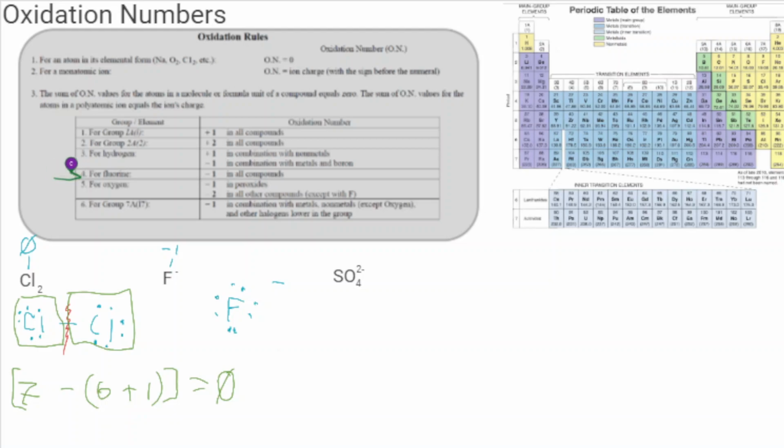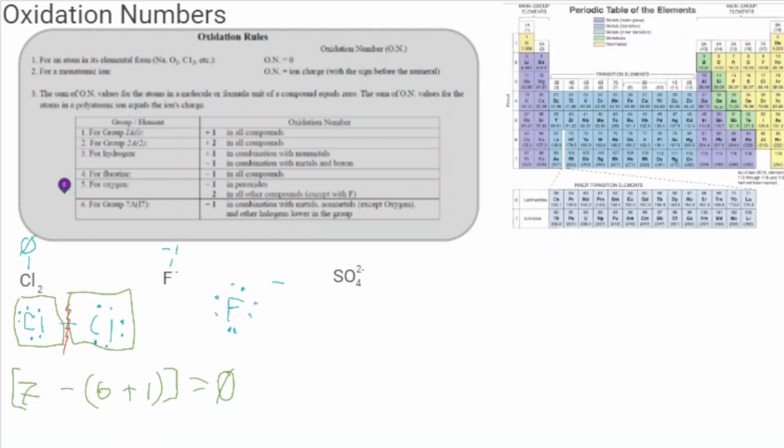Alright, for fluorines, fluorine is going to always be -1, with the exception of it being F2 gas. So if it's ever bonded with fluorine, okay, that's like the one case. Alright, we don't have any fluorines here, so we can skip that to the next one. Alright, now we have oxygens.